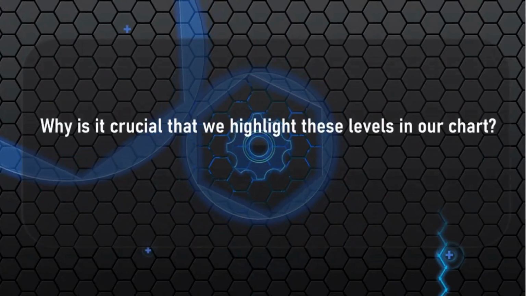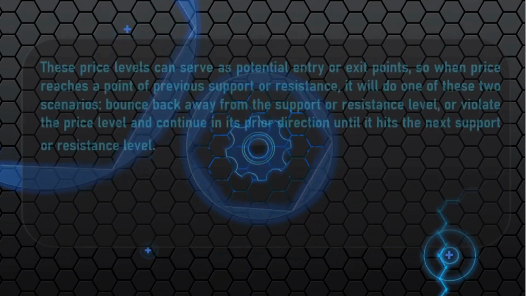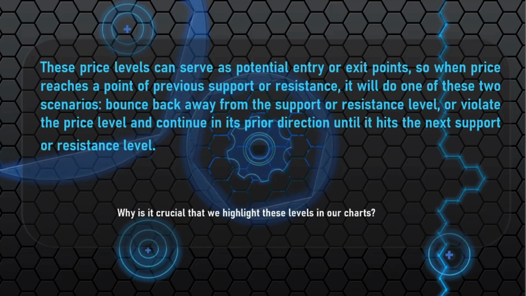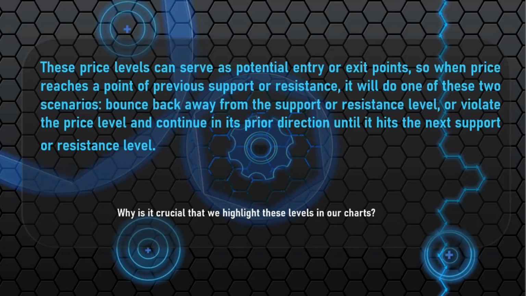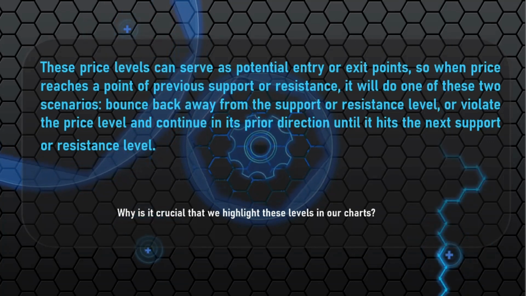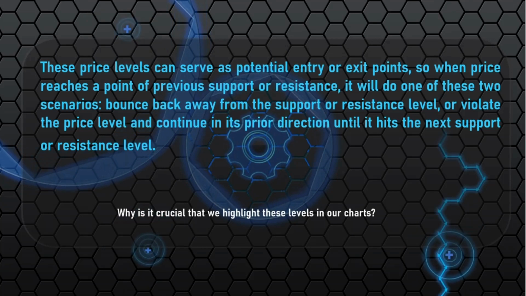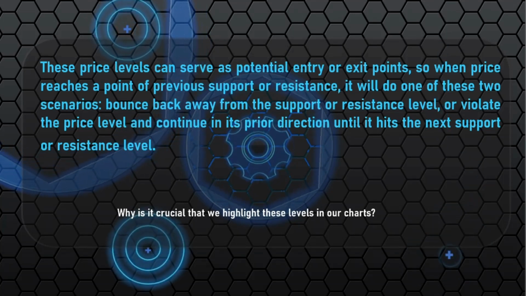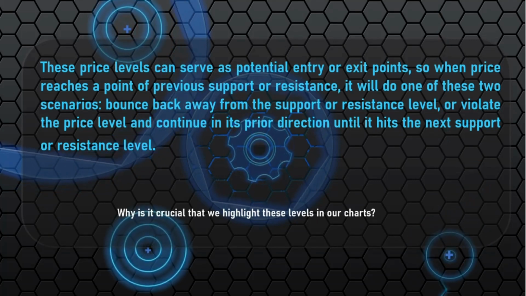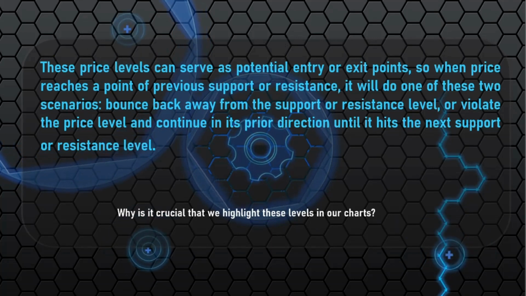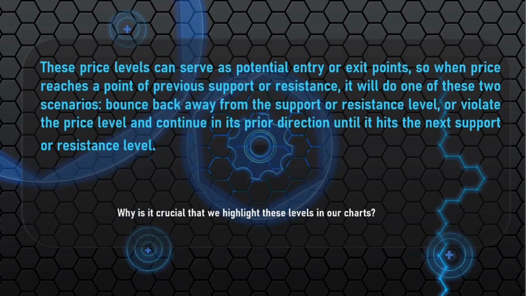Now, why is it crucial that we identify these levels in our charts? We highlight these important levels in our charts because these levels can serve as potential entry or exit points. So, when price reaches a point of previous support or resistance, it will do one of two things. 1. Bounce back away from the support or resistance level. 2. Violate the price level and continue in its prior direction until it hits the next support or resistance level. So guys, you should already have these levels drawn in your chart as a reminder to look.